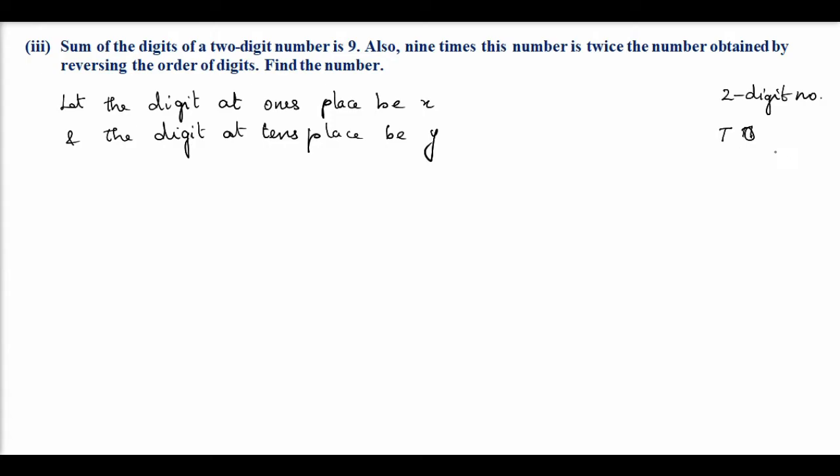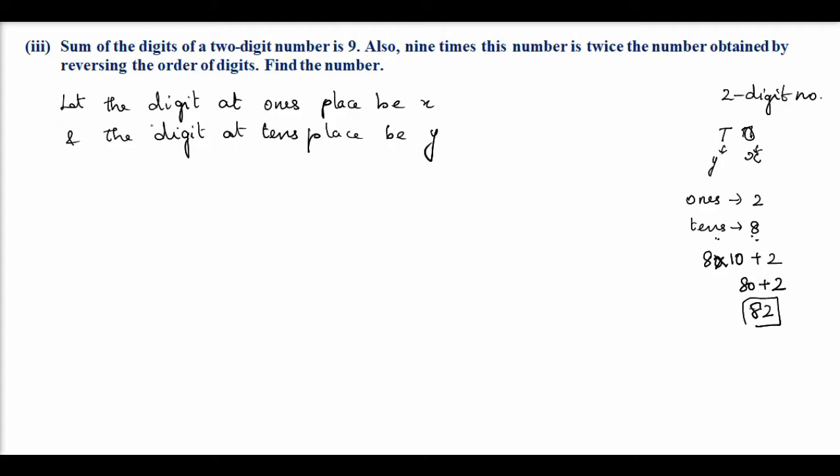So I have taken the ones place digit as x and the tens place digit as y. Suppose the ones place digit is 2 and the tens place digit is 8, how will we write the number? The place value of 8 is 10, isn't it? So we get 8 into 10 plus 2, that is 80 plus 2, so we get 82. This is how we write the number, isn't it?